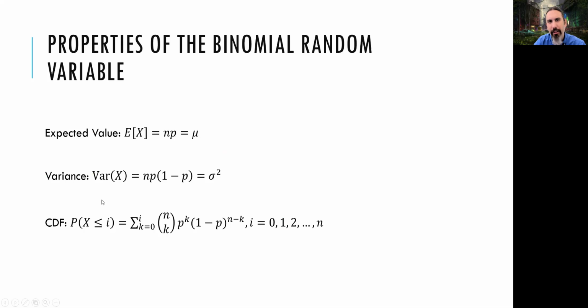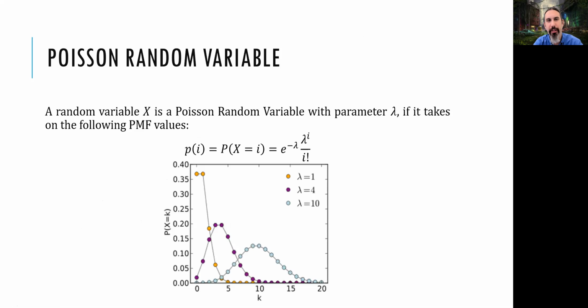For the variance, you get NP times 1 minus p. So you need to have the number of trials, success rate, and failure rate multiplied together. It's going to give you sigma squared. You can take the square root of this one to get sigma alone, of course. And the CDF is just summing them all. You know that already. What about the Poisson random variables?